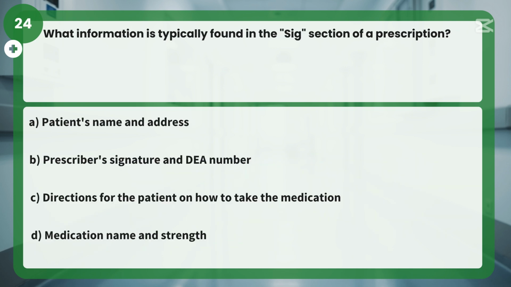Question 24. What information is typically found in the SIG section of a prescription? A. Patient's name and address. B. Prescriber's signature and DEA number. C. Directions for the patient on how to take the medication. D. Medication name and strength.